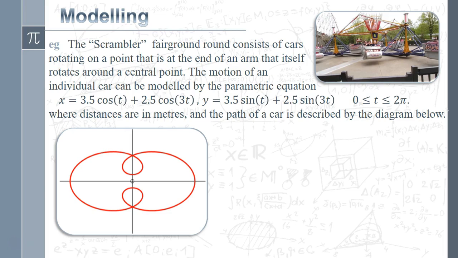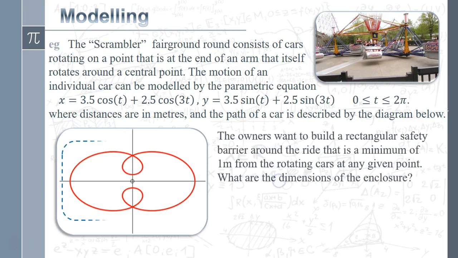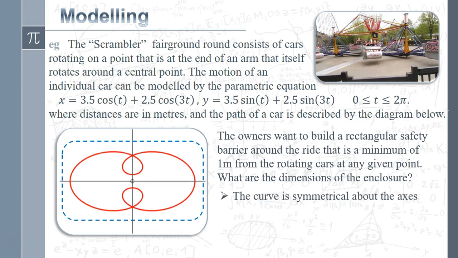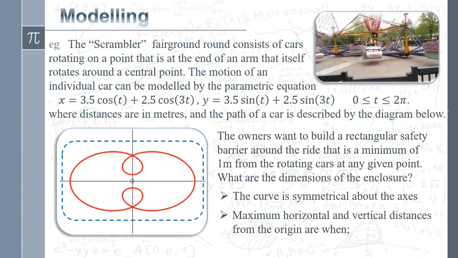Right, let's have a look at what's going on and what the question is we're going to be asked. So there we go, there's our question. The owners want to build a safety barrier around the ride that's a minimum of 1 metre from the rotating cars at any given point. So what are the dimensions of the enclosure? Well, first of all, let's think about the curve, and one obvious thing to notice is that the curve is symmetrical about the axes, which is going to make our job a little bit easier. The other thing we've got is the maximum horizontal and vertical distances.